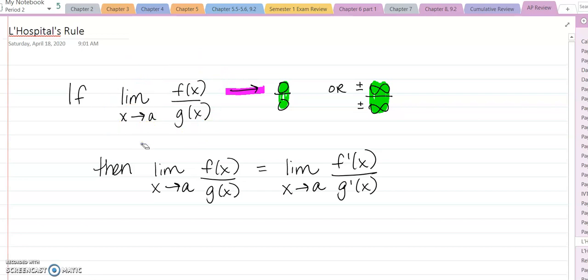So when you're showing your work, either show that your numerator goes to 0 and your denominator goes to 0, etc., or use an arrow 0 over 0. So that's the basic form of L'Hopital's rule, and we've already learned that in our class.